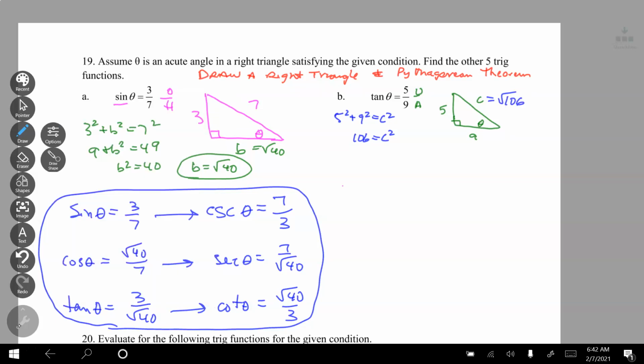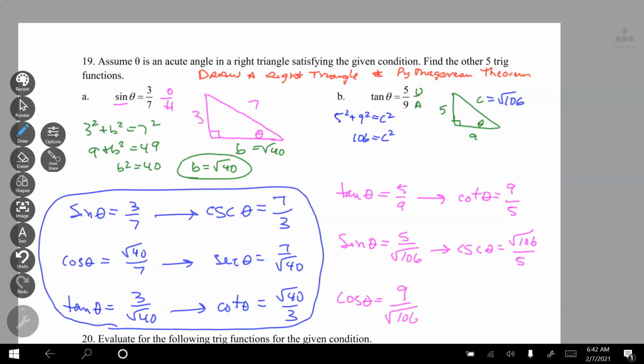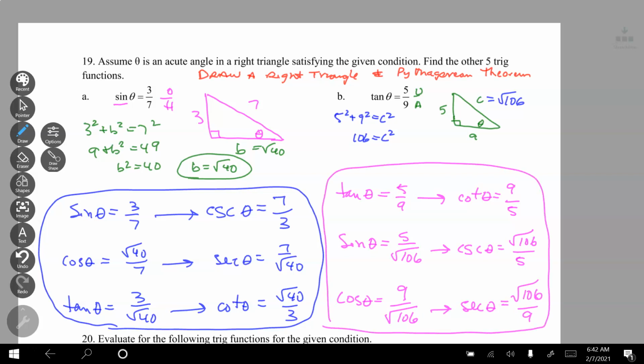So I was given tangent first of all, so I'm going to use that to begin with. And its reciprocal cotangent is 9 over 5. Then I'm going to do sine, which is opposite over hypotenuse, and its reciprocal cosecant is just the same fraction but flipped upside down. And then I have cosine, which is adjacent over hypotenuse, and secant is its reciprocal, which is over 9. Okay. And those are those 6.